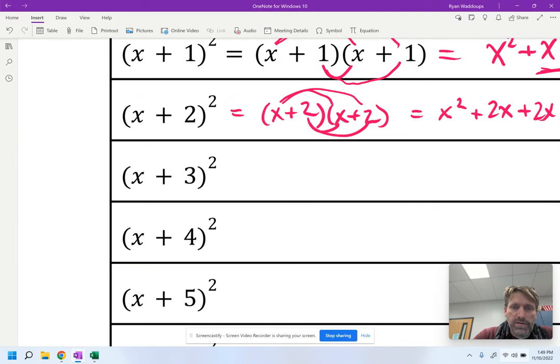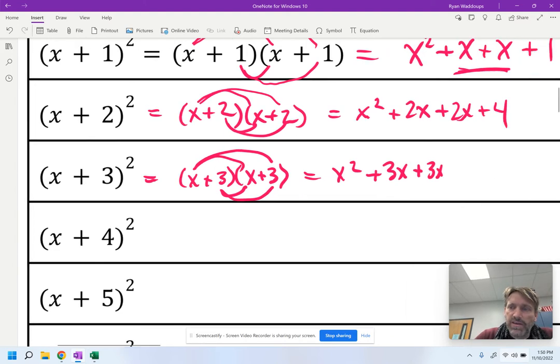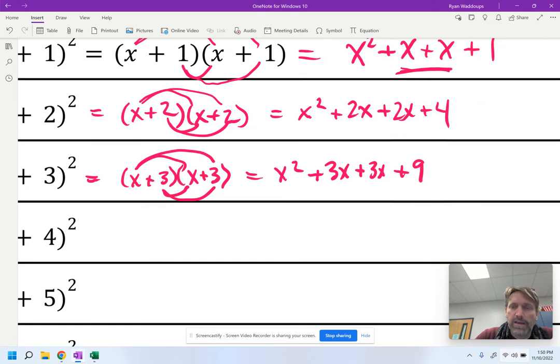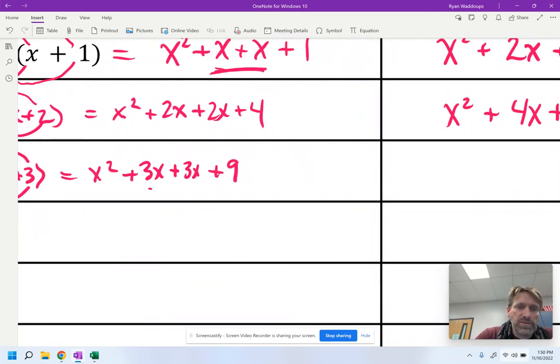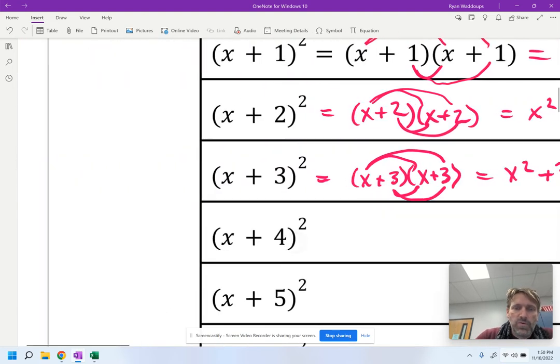And then x plus 3 squared is, once again, x plus 3 times x plus 3. And then x times x is x squared, and x times 3 is 3x, and 3 times x is 3x, and 3 times 3 is 9. And so when I combine those that are like terms, I get x squared plus 6x plus 9.